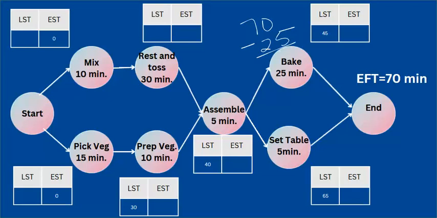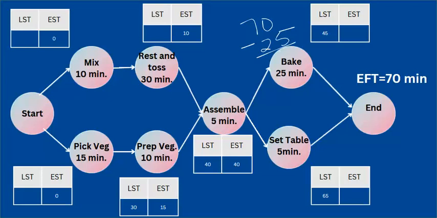To find the EST of prepping vegetables, I have to start from 0 and add the tasks before. So since it takes me 15 minutes to pick my vegetables, I can't start to prep them until 15. The earliest start time to let my dough rest and then toss it, well, I have to mix it first. That takes 10 minutes. So my EST is 10. Now to assemble my pizza, I need to do all the tasks before. So it has to mix, rest, and toss. So the earliest start time to assemble is 40.